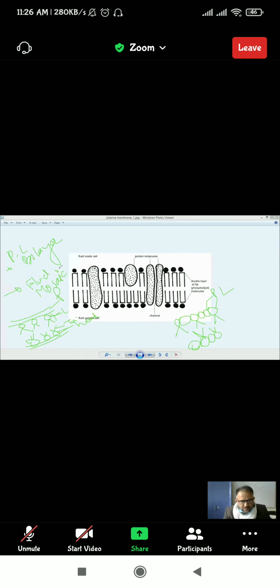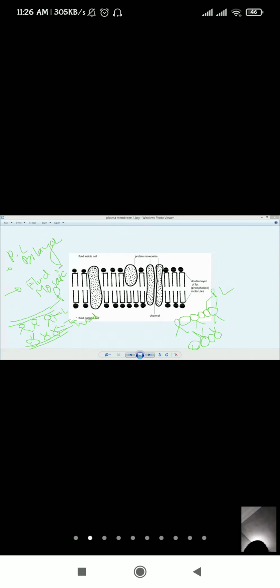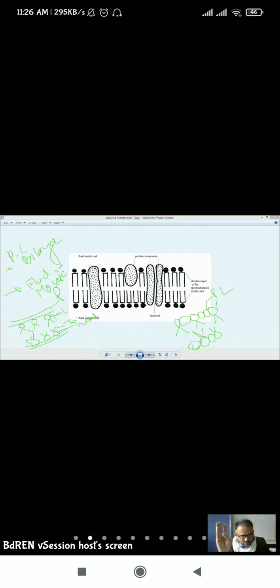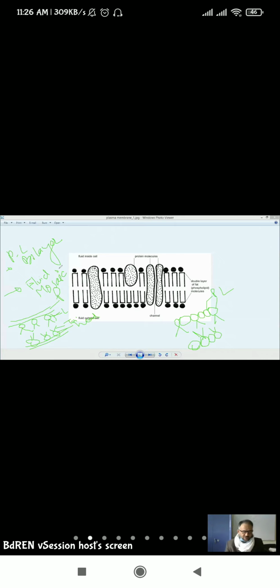So you have to write your answers in four patterns, under four heads. One is location. Second is figures, that is structures. Third is descriptions, and fourth is functions. So you have to collect like this. We have already touched on something, but still something is left. You have to make it clear.